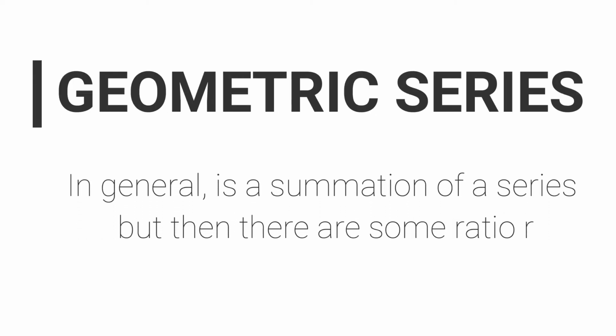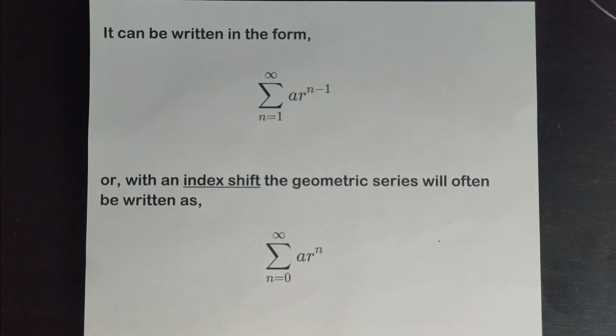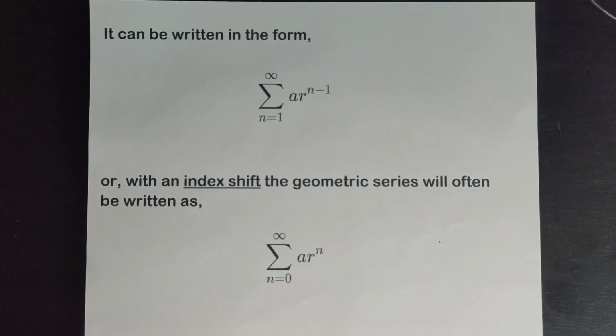A geometric series in general is a summation of a series with some ratio r. It can be written in the form summation of n equals 1 to infinity of a r raised to n minus 1, or with an index shift, the geometric series will often be written as summation of n equals 0 to infinity of a r raised to n.